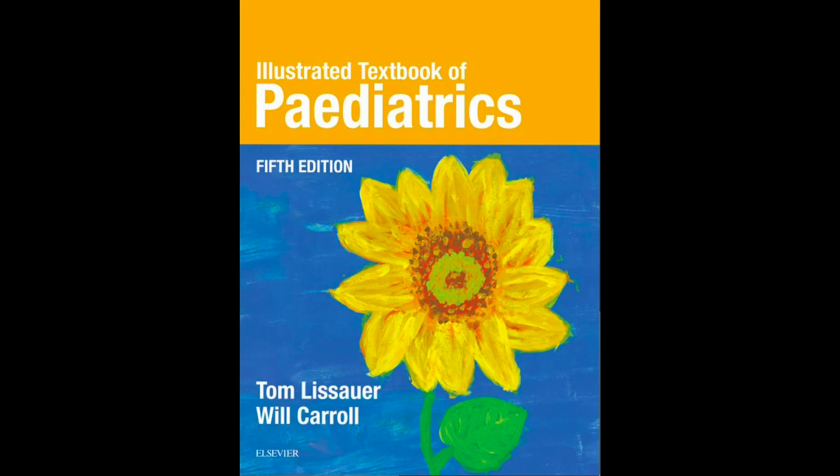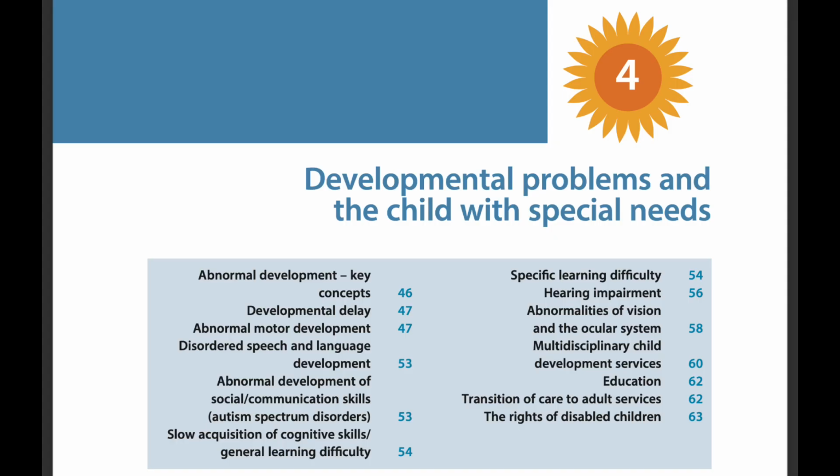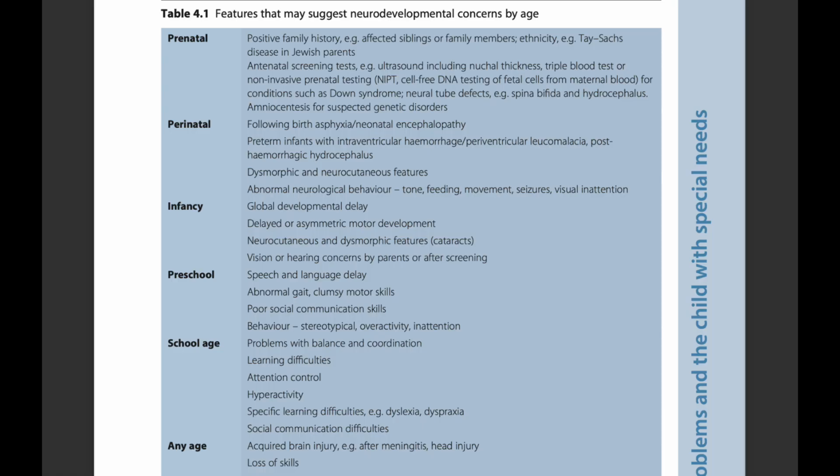Hello everyone, we will be starting with chapter 4 of Illustrated Textbook of Pediatrics, developmental problems in the child with special needs. Features of developmental problems in a child with special needs are developmental problems present in the perinatal period and throughout childhood with developmental delay. The difference with their peers increases as the child gets older.